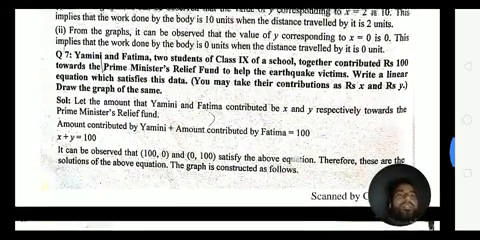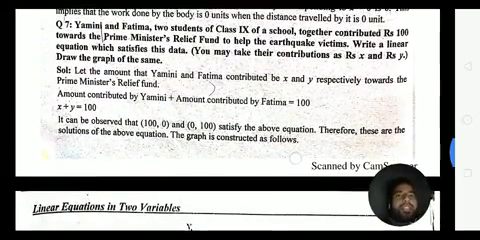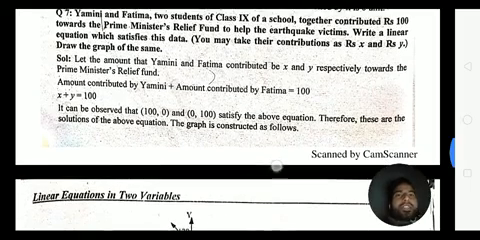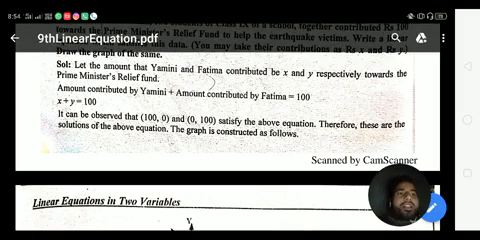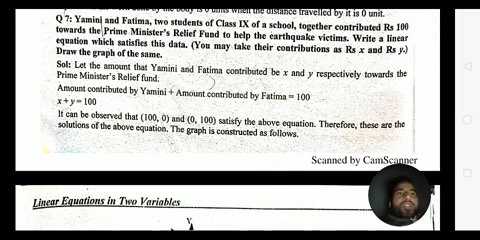Now we will discuss question number 7. What is question number 7, dear students? It is a most important question from the examination point of view. Yamina and Fatima, 2 students of class 9 of a school, together contributed rupees 100 towards the Prime Minister's Relief Fund to help the earthquake victims. Write a linear equation which satisfies this data. We have given a hint, but in examination the hint is not given. Remember it. You may take their contribution as rupees x and rupees y. Draw the graph of the same.